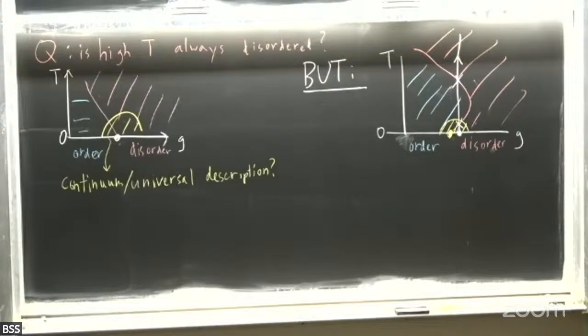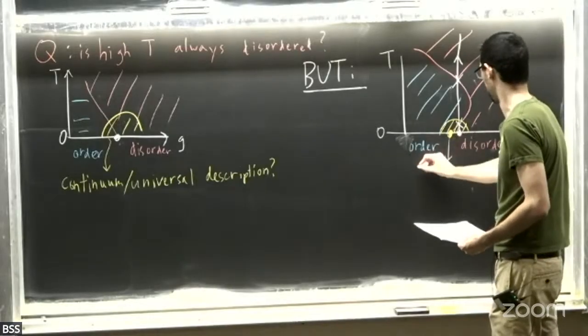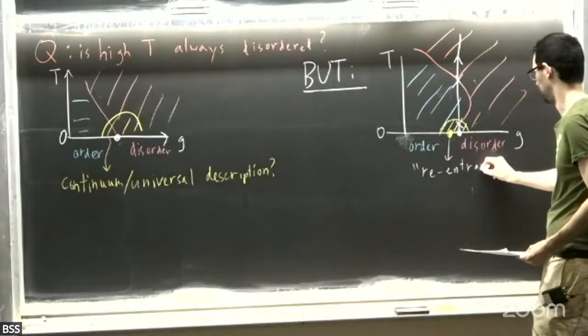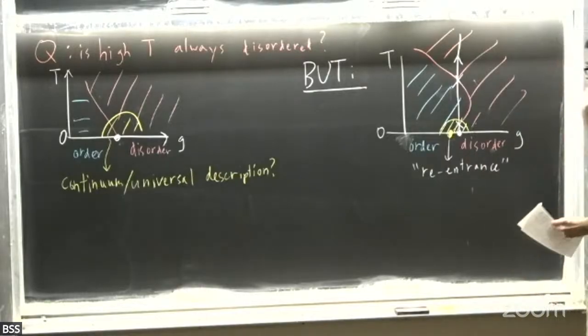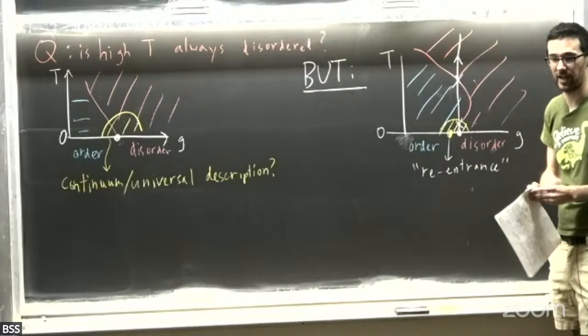Generically, you're asking about re-entrance. Yes. There are many historical names for this. One of them is re-entrant. But again, the question is, if we have this re-entrant order, let's say above a quantum critical point, how should we understand that?